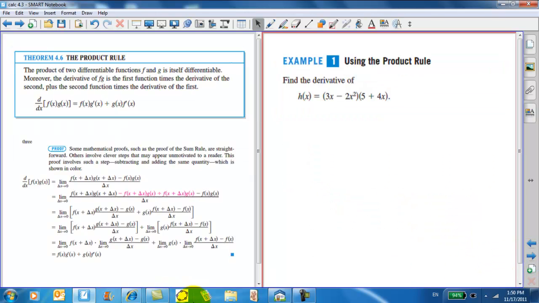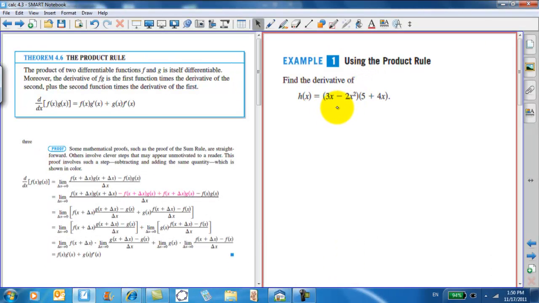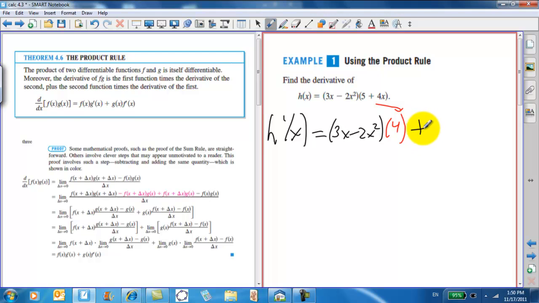Let's try an example. Here goes: 3x minus 2x squared times 5 plus 4x. So by the product rule, h prime of x is going to be, we're going to leave one function alone, 3x minus 2x squared, and then take the derivative of this other function. So that would just be 4. Plus, now we reverse the roles. Now I'm going to take the derivative of the first function, which is 3 minus 4x, and then leave the second function alone, 5 plus 4x.